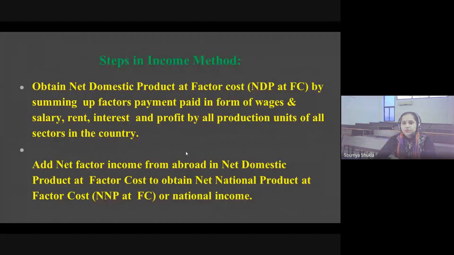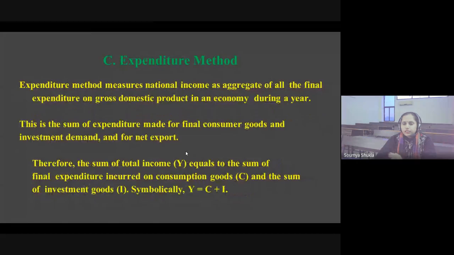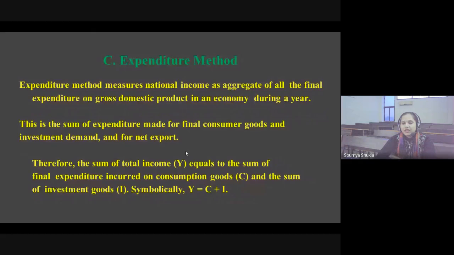The next is the expenditure method. It measures national income as the aggregate of all the final expenditure on gross domestic product of an economy during a year. So it is the sum of expenditure made for final consumer goods and investment demand for the net export. The sum of total income is equal to the sum of final expenditure incurred on the consumption of goods.